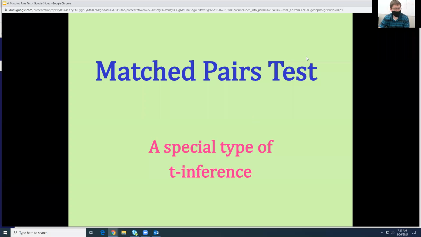Things that are special. So let's go through this. It is 2 samples, but it's done in a weird way. It's not hard at all. The calculator does all the thinking for us. We just got to make sure we put things in the correct way so we know the answer.